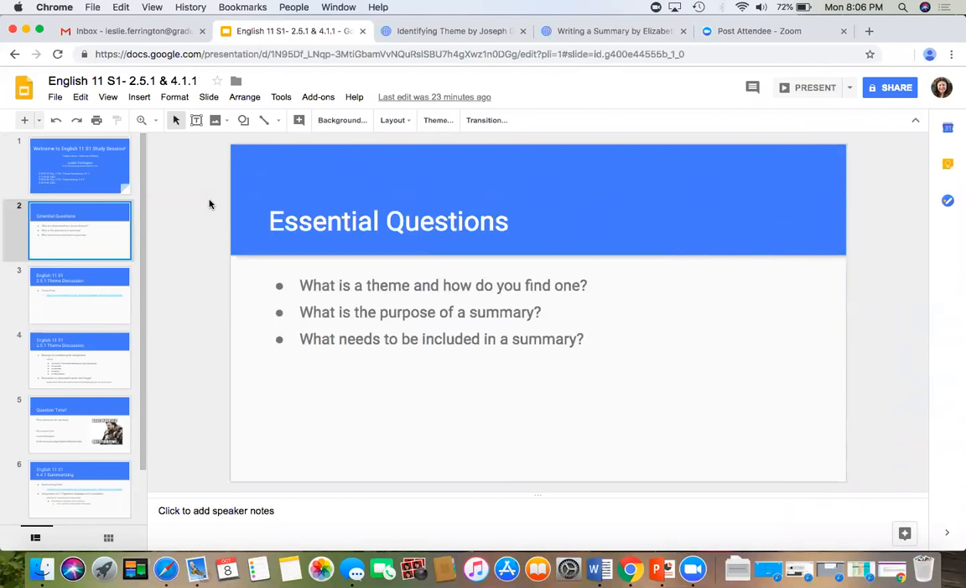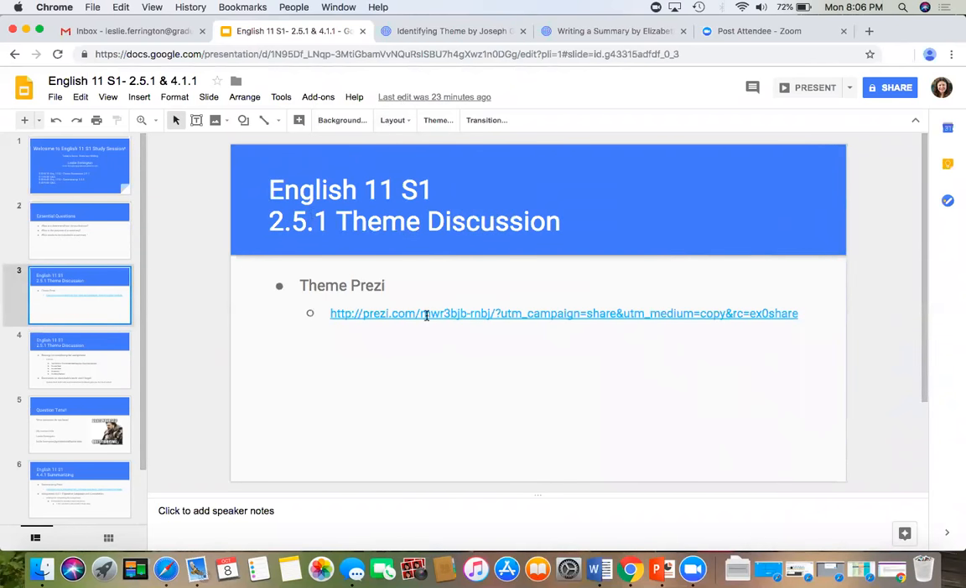The essential questions we're going to talk about today. First, what is a theme and how do you find one? Then what is the purpose of a summary? And what needs to be included in a summary? So first we're going to talk about theme. The link for the Prezi that we're going to be using is right here, so you're always more than welcome to click over to that and go through the Prezi yourself more slowly if you want to. Of course, this is recorded, so you can also go through and pause whenever you need to if you wanted to look at something more closely.